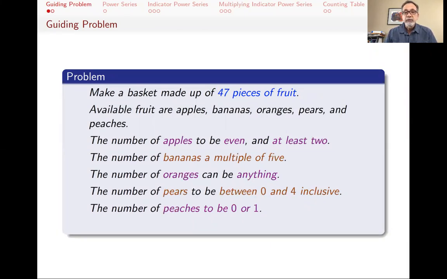These are sort of random sounding conditions. So we want to make these baskets of fruits. And what's our question? The question is: in how many ways can you make such a basket? This is the kind of problem that we want to try to solve.